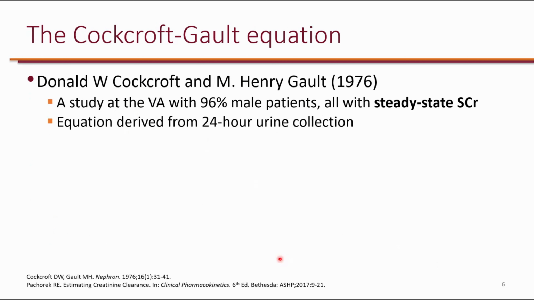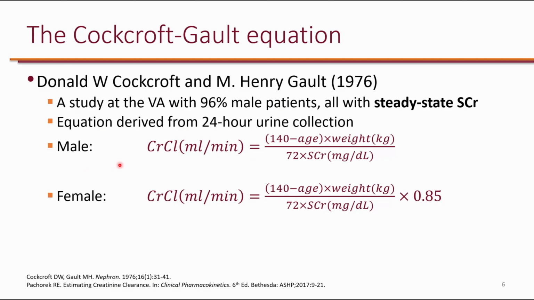Here's how this equation was developed. In the 1970s, two colleagues, Cockcroft and Gault, did a study at the VA which included 96% male patients, and they did 24-hour urine collection, and from their data they derived an equation. And because most of their patients were male, they did a correction for deriving an equation in females.